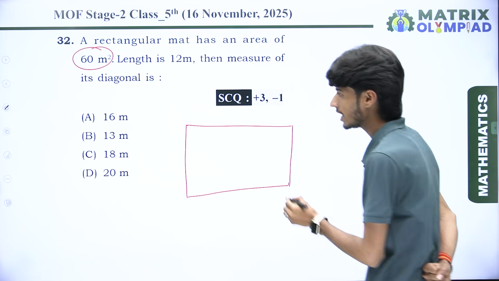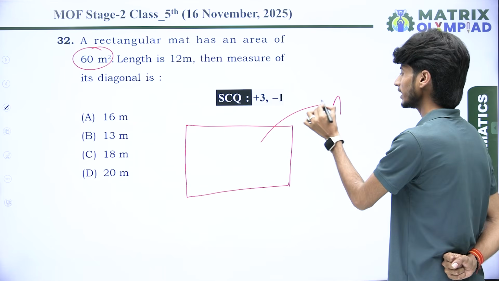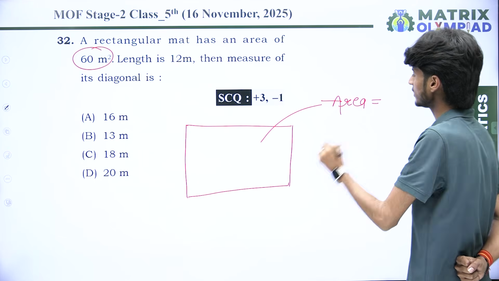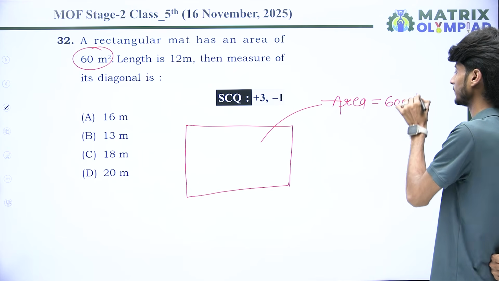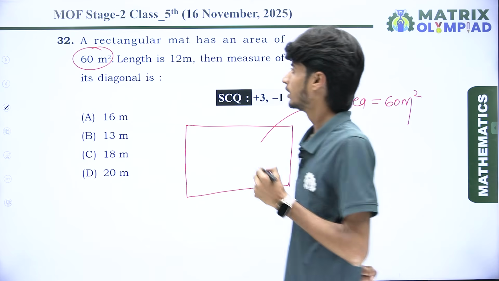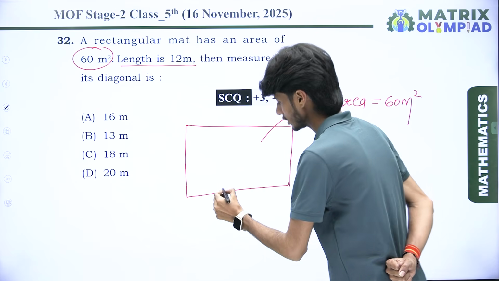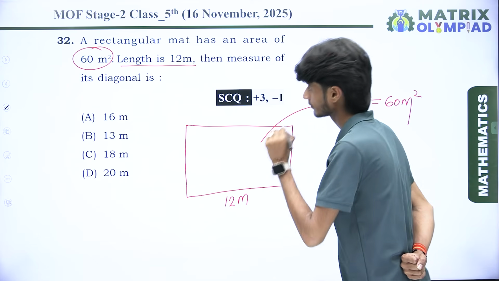Now we know very well the area of the mat, or area of the rectangle, is equal to 60 meters square. Fine. The next line is: length is 12 meters. Mention the length also.